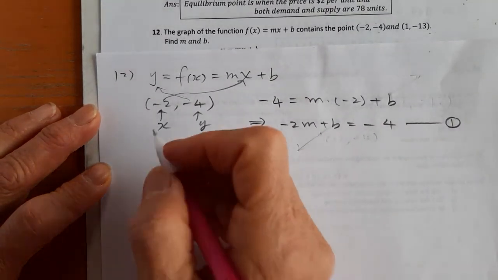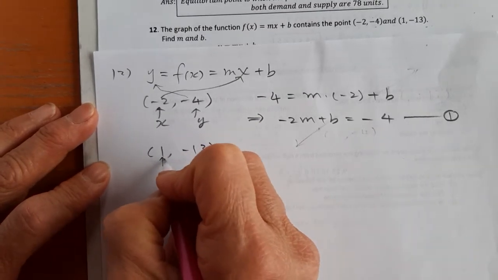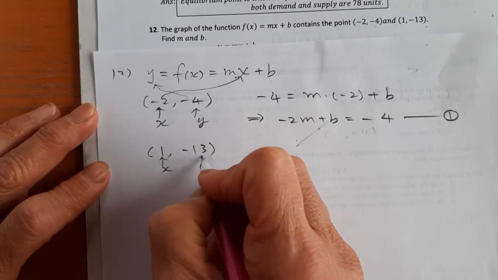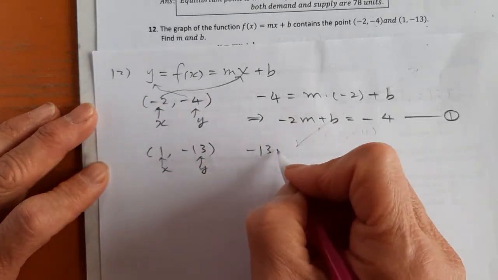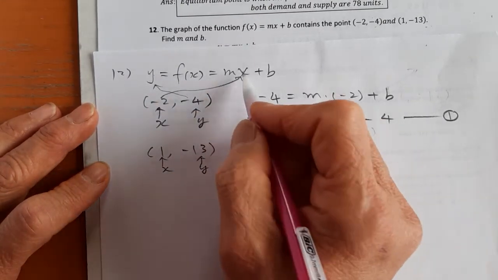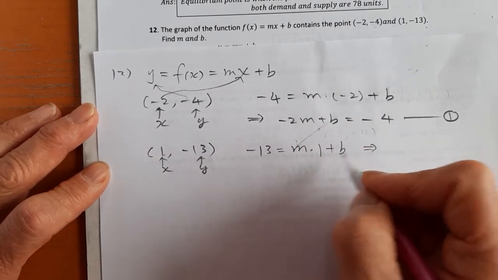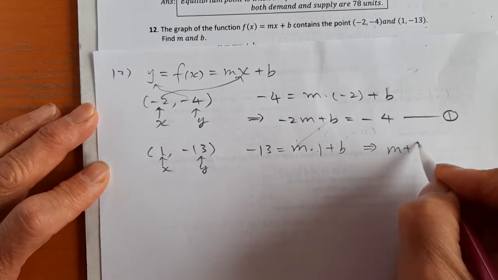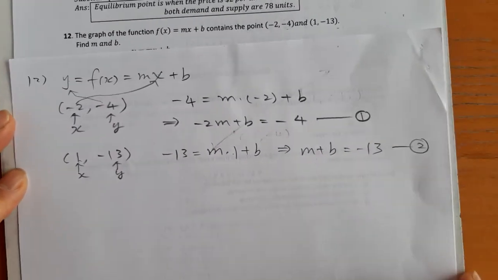And the second point is (1, -13). This is the x, and that's the y. Y is -13, equals m times x, which is 1, plus b. So it's m plus b equals -13. And this is the second equation.